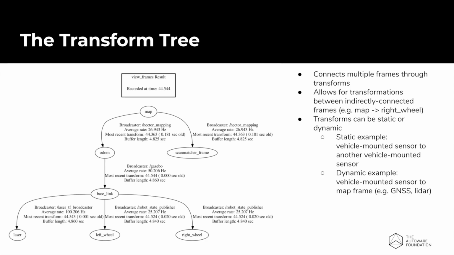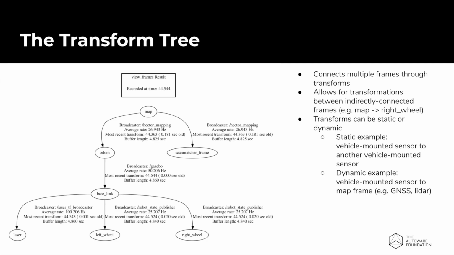attached to specific points. The other frames that are shown on this transform tree, you can define as many frames as you'd like to transform between. You just have to define the transformation between those frames to include them in the transform tree. So a transform tree connects multiple frames through transforms, and it allows for transformations between indirectly connected frames.